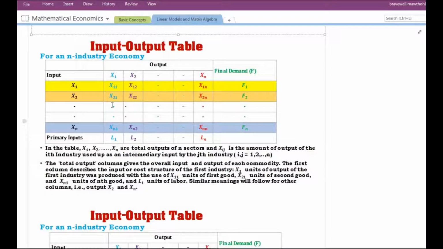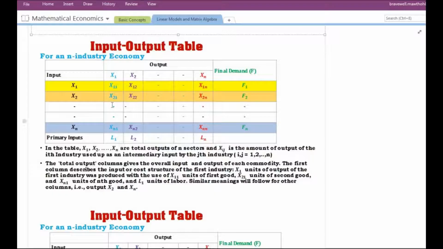The second column describes the input or cost structure of the second industry. So in the production of the second commodity, X12 units of the first commodity are used, X22 units of the second commodity are used, Xn2 units of the nth commodity are used along with its primary inputs. The last column describes the input or cost structure of the nth industry. If an economy consists of 1000 industries, the nth industry will be the 1000th industry in the economy.